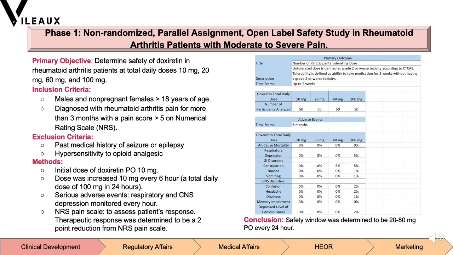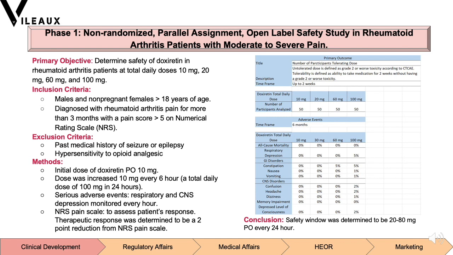In phase 1, PHILO Pharmaceutical conducted a randomized parallel assignment open-label safety study in rheumatoid arthritis patients with moderate to severe pain. The objective of the study was to determine the safety of doxycycline in rheumatoid arthritis patients at total daily doses of 10 mg, 20 mg, 60 mg, and 100 mg.